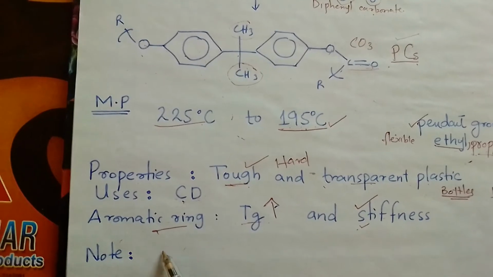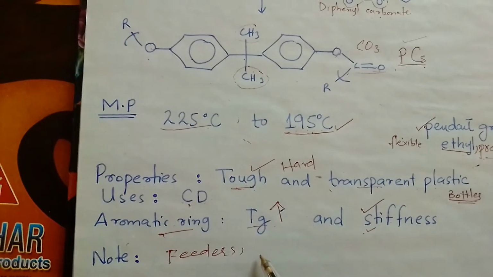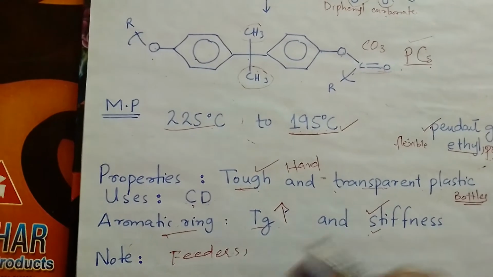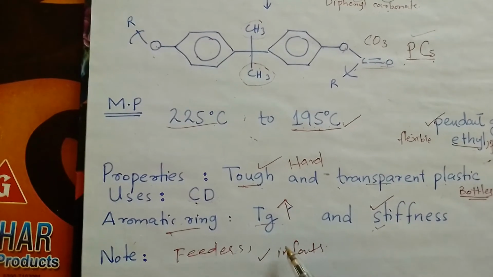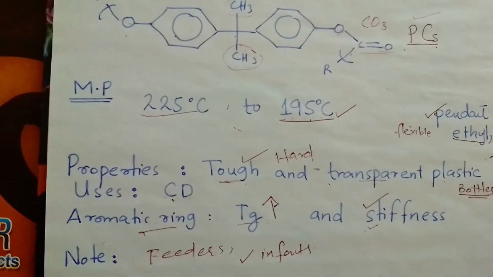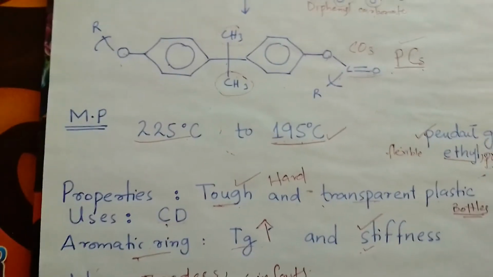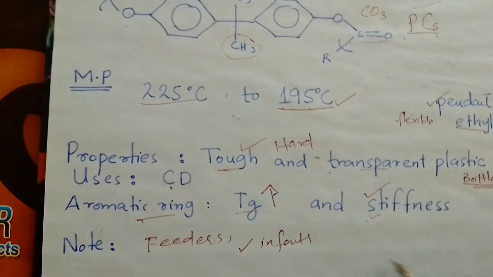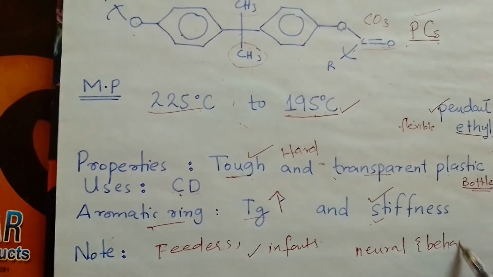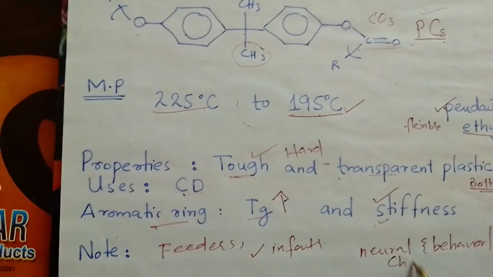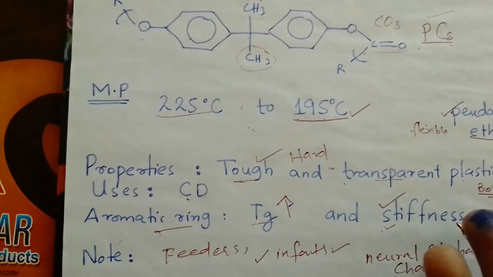And notice that the feeders that we use for infants, babies, are made up of polycarbonates. So we should avoid this. Why shouldn't we use this? Because it can cause neural and behavioral changes in infants and children.